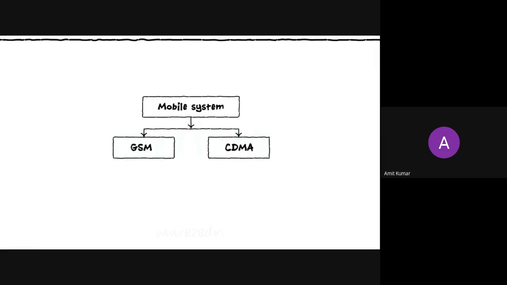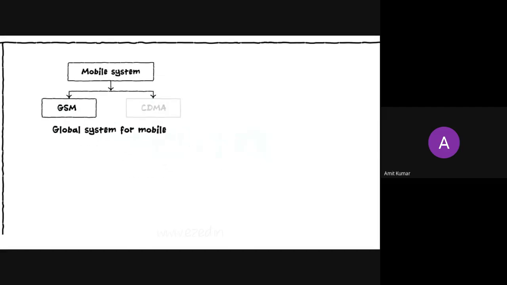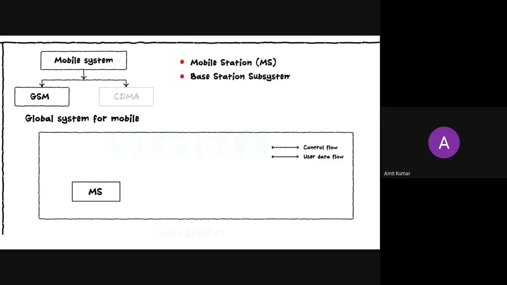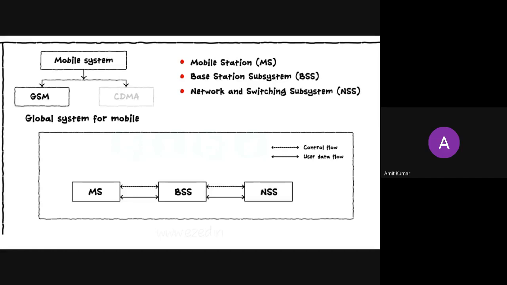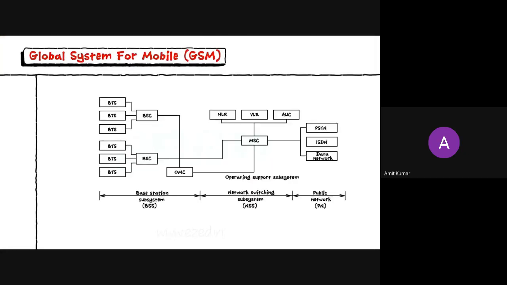We all know that there are two types of systems available, GSM and CDMA. We will only study the basics of the GSM system. GSM stands for Global System for Mobile. GSM is nothing but a big system made up of a few small systems such as mobile stations, switching subsystem, NSS, and operating subsystem, OSS. The architecture of this GSM network is as shown.